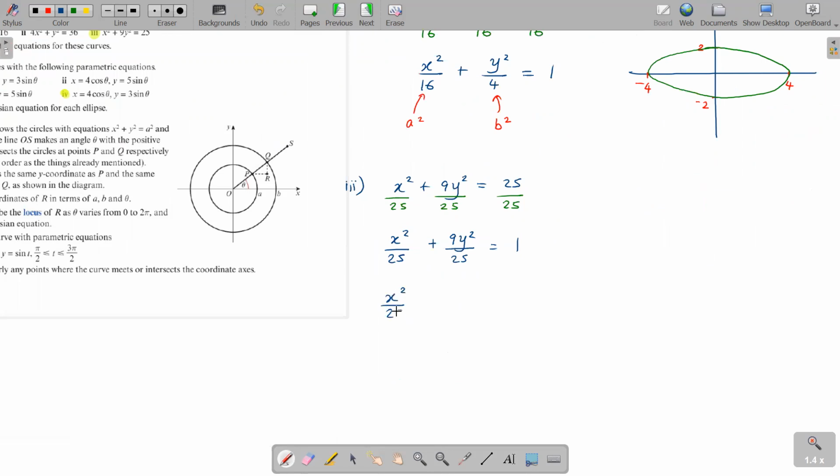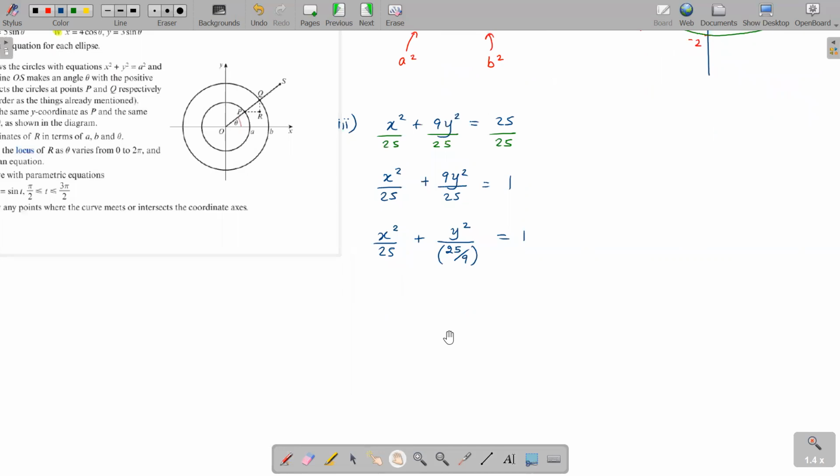Yes. So what we do is we take that 9 down as a denominator. So this is y square over 25 over 9 equal to 1. Do you see it? So you need to have your y square clearly here alone. So this is the equation x square over 25 plus y square over 25 over 9 equals 1. So basically your a square is 25, which means a is 5, right? B square is 25 over 9, which means b is 5 over 3.